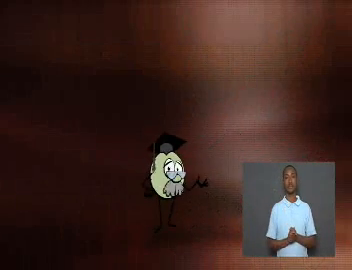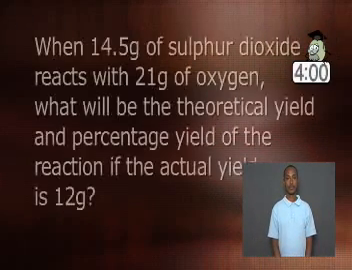Students, let us try one more activity. This one is going to be a bit more challenging than the last. When 14.5 grams of sulfur dioxide reacts with 21 grams of oxygen, what will be the theoretical yield and percentage yield of the reaction if the actual yield is 12 grams? Students, let's get ready. Begin.